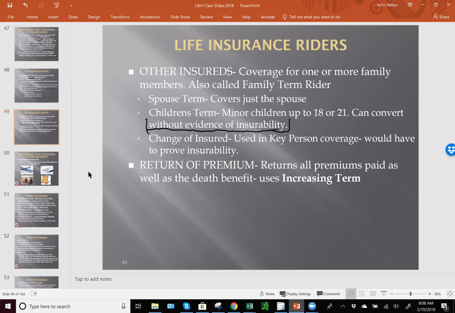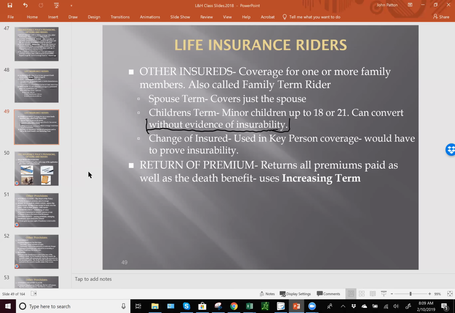Another rider you might see on your test is called a change of insured rider. So this would be used in the case of like a key person policy. So if the original key person that was covered under the policy had quit and the employer had hired another key person, then they could just use the change of insured rider to cover that new key person.